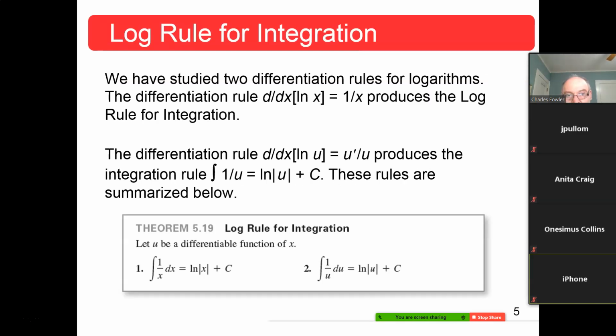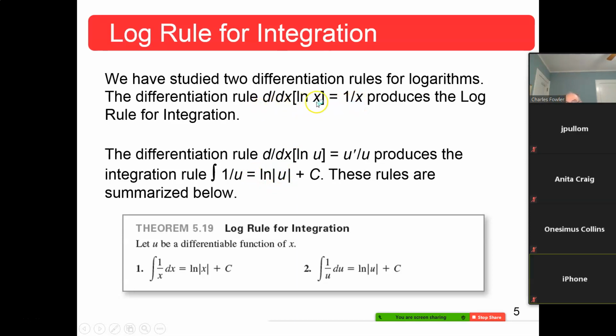We've studied two different rules for logarithms. The differentiation rule, d by dx of log x, is 1 over x. And we're going to use that rule to produce the log rule for integration. So the differentiation rule, d by dx of log u, is u prime over u. We sort of did that a little earlier. That produces an integration rule that the integral of 1 over u, they've left off a du here, should have a du in there, is equal to log u plus c. That's just undoing your differentiation up here.